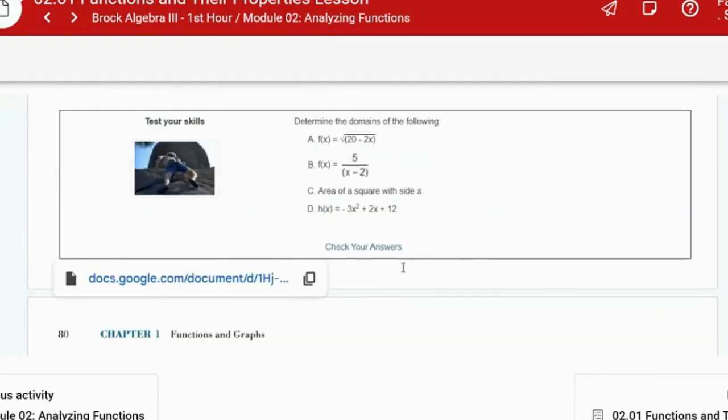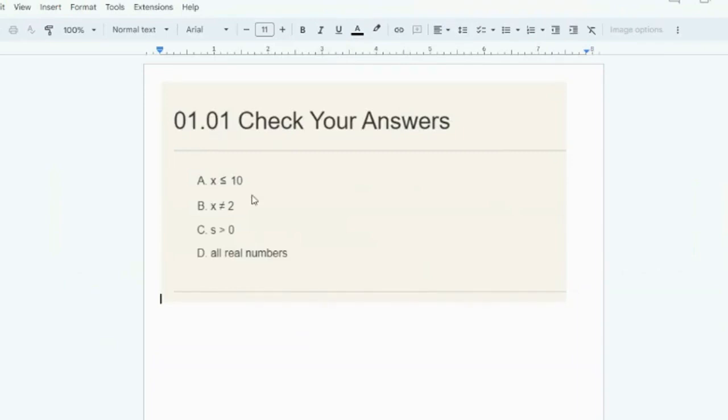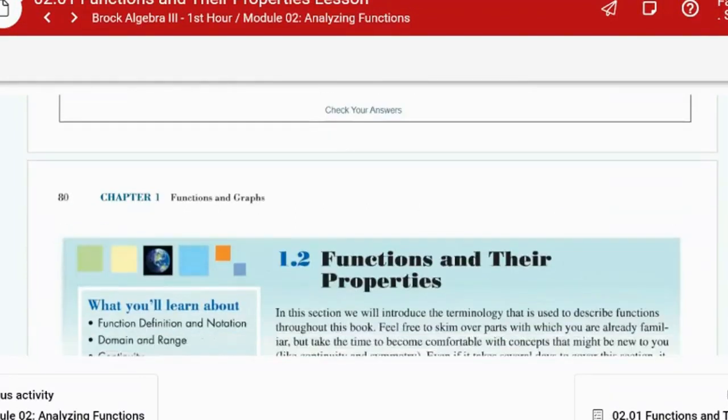Here's another check your answer. Determine the domains of these, A, B, C, D. And again, if we click on that, make sure that's working. Yeah, here's check your answers. Again, it loads slowly. There it is. There's the domains. So if you want to test yourself on this, there's the domains. All right, and that's it.